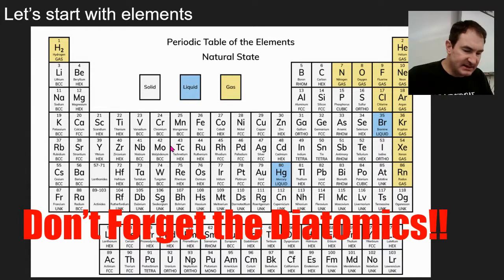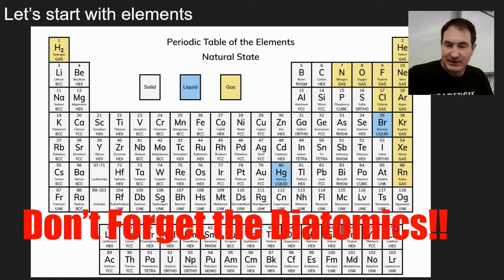All metals are going to be solids except for mercury, which is a liquid. Bromine is a liquid, one of our diatomics. There's only 2 liquids that are elements at room temperature. And we have a handful of gases, including our noble gases and our first 5 diatomic molecules. Okay, so fairly straightforward with that.